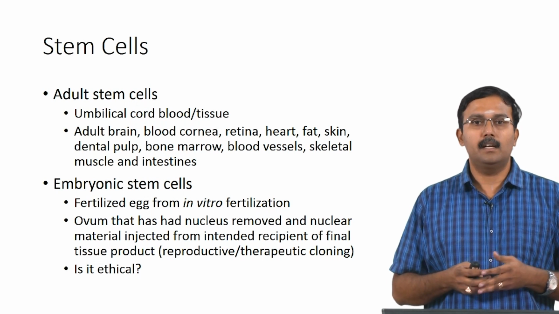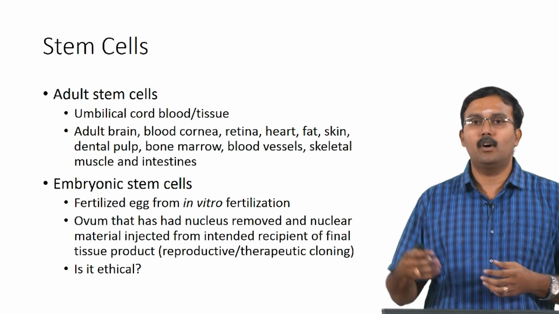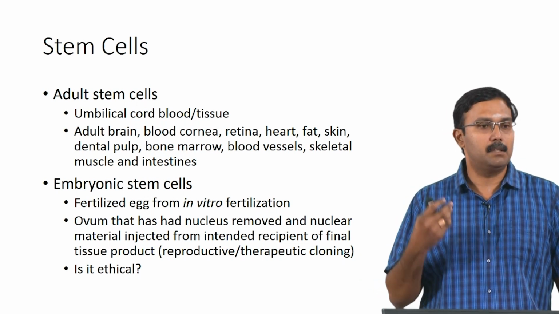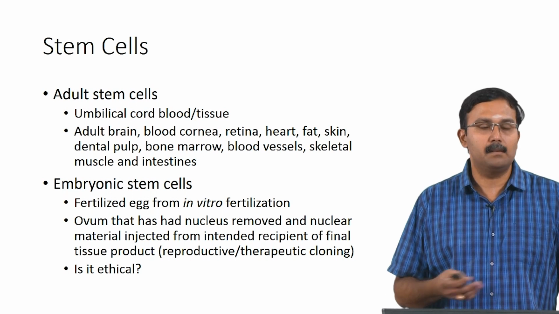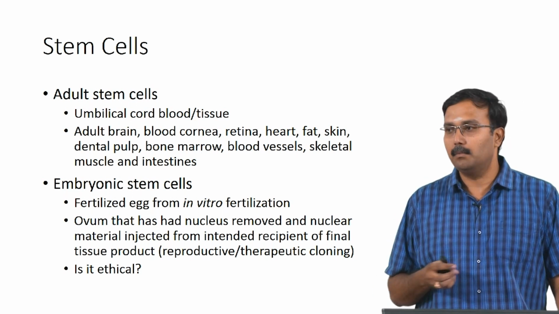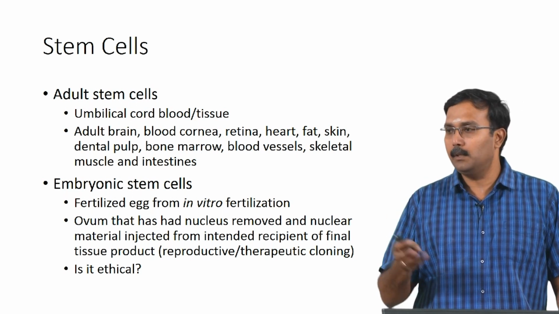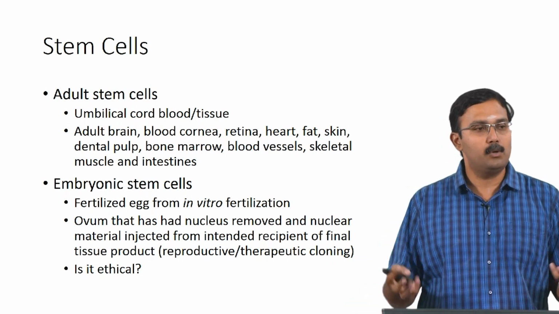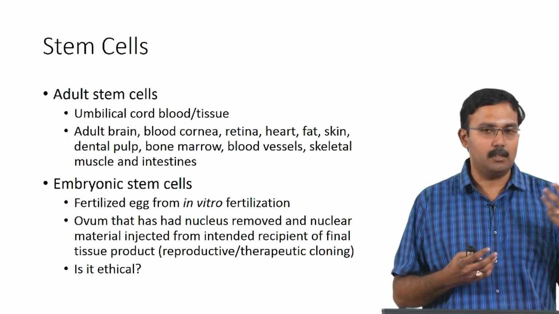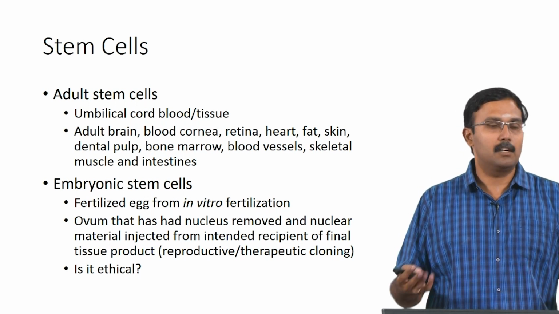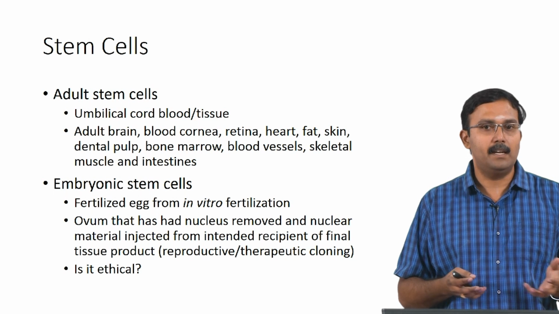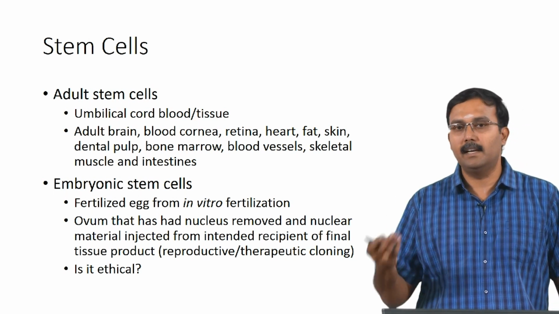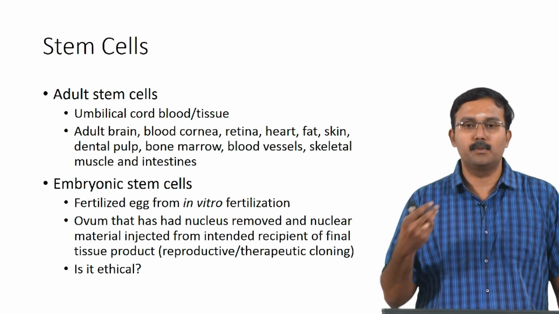and there are also cells from brain, cornea, retina, heart, fat, skin, dental pulp, bone marrow, blood vessels, skeletal muscles, intestines, everywhere, right. So, these are just places where you get different adult stem cells, and the number of cells you harvest will depend on the source itself, right. So, umbilical cord obviously has the most abundant, and bone marrow has significant numbers, whereas if you were to take it from dental pulp or other places, the numbers are usually smaller.